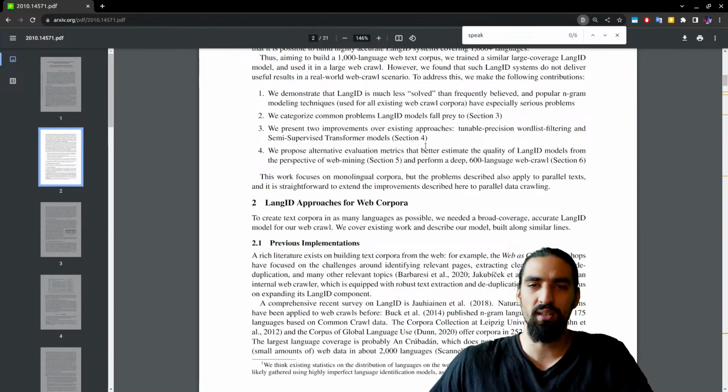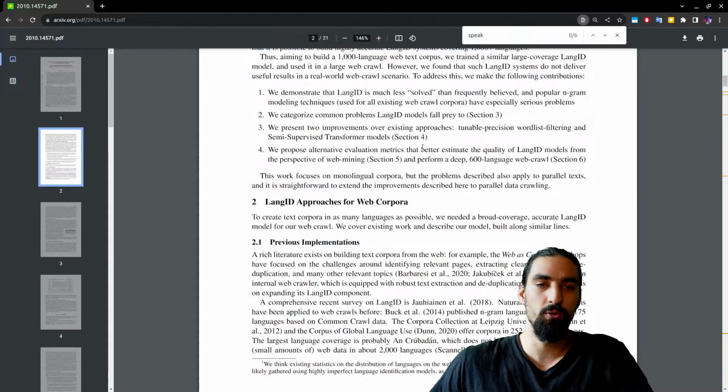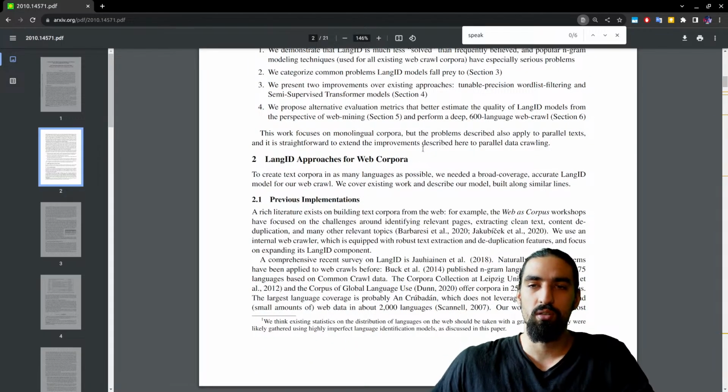We demonstrate that LangID is much less solved than frequently believed, and popular N-gram modeling techniques have especially serious problems. We categorize common problems that these models fall prey to. We present two improvements: tunable precision word list filtering and semi-supervised transformer models, and we propose alternative evaluation metrics that better estimate the quality of LangID models.